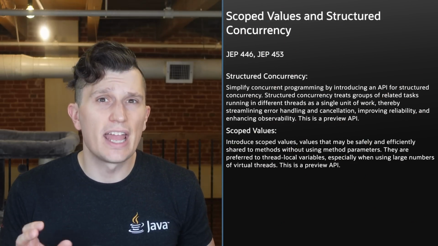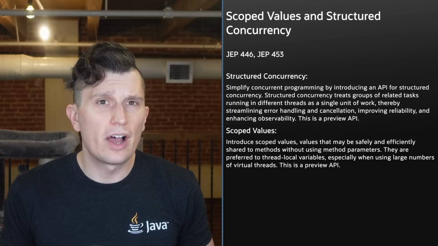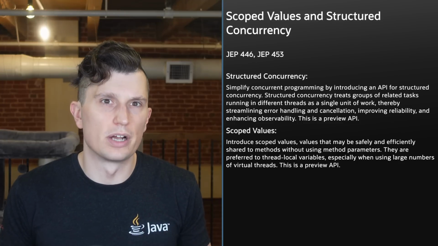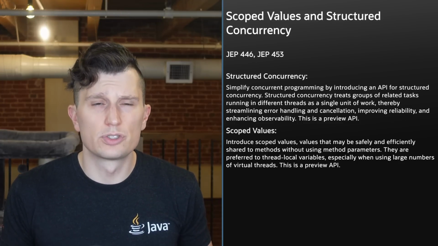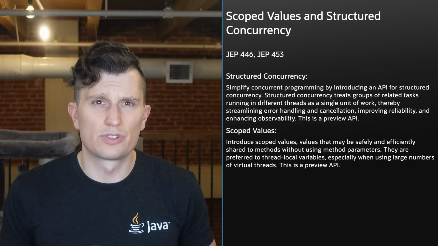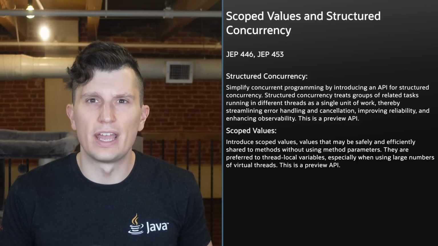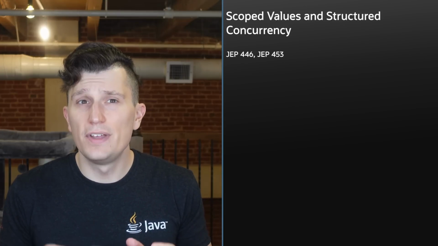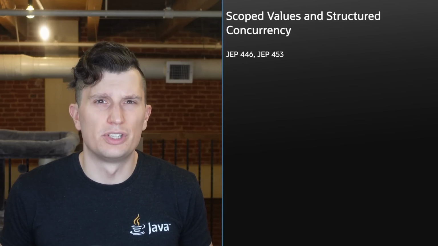JEP 446 and JEP 453, scope values and structured concurrency, are both in preview and part of the major initial trifecta of features for Project Loom. Of course, we saw virtual threads introduced as a final feature with this release. Scope values and structured concurrency will play an important role in fulfilling Project Loom's initial goals. Once again, we have a number of videos on this subject, so I won't go into it too much farther here.